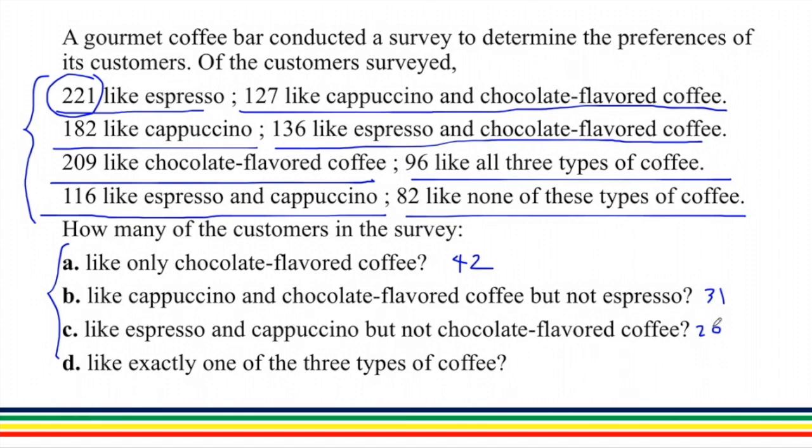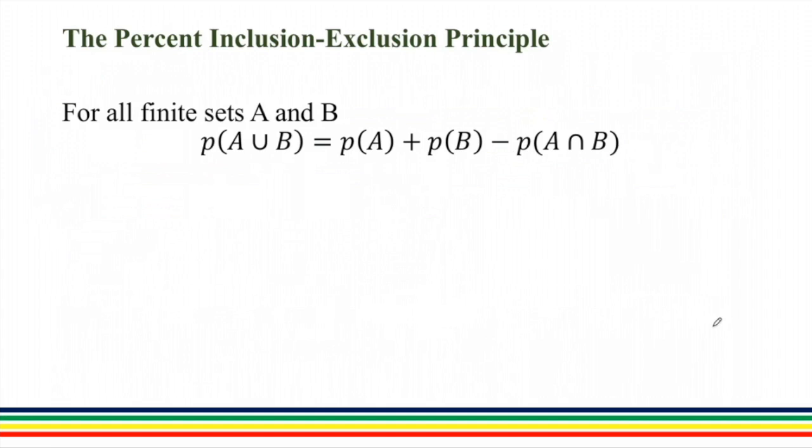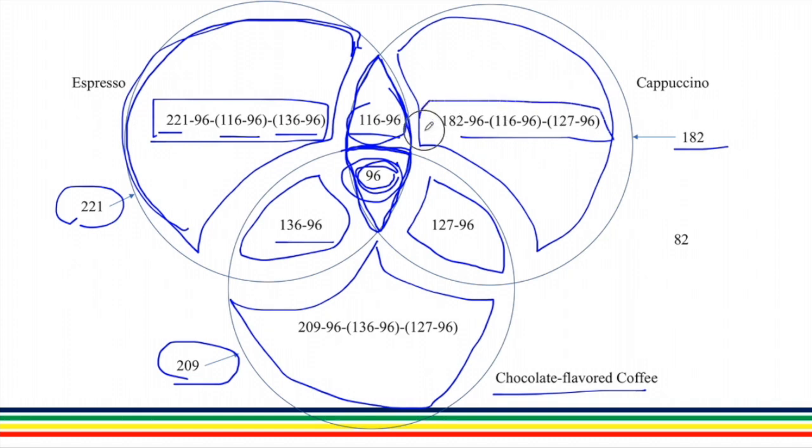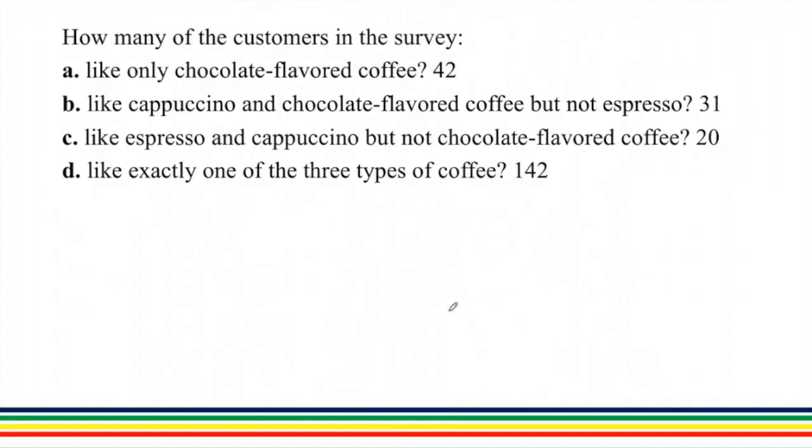And letter D, like exactly one of the three types of coffee. So that is the sum of these numbers. So they only like one type of coffee. Okay. So that's equivalent to 142. Okay, so that's the last. That wraps up our discussion for the topic of sets. Thank you very much for listening.